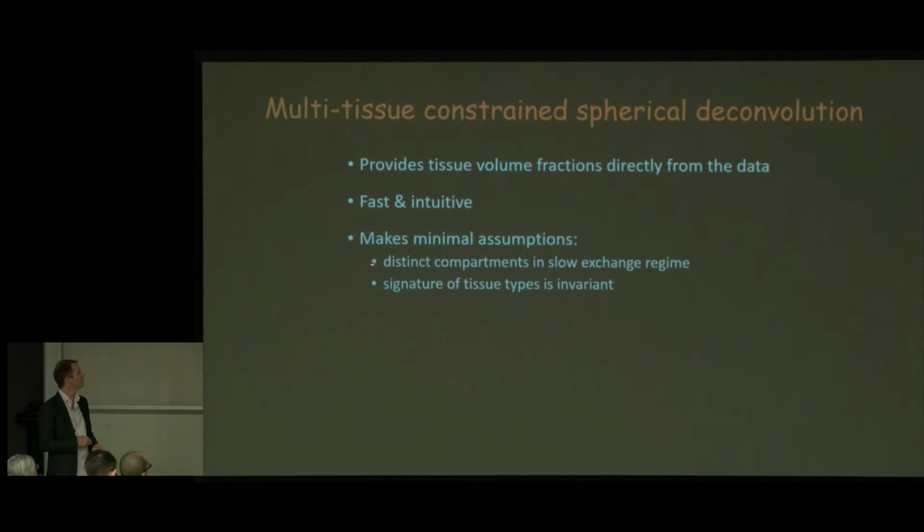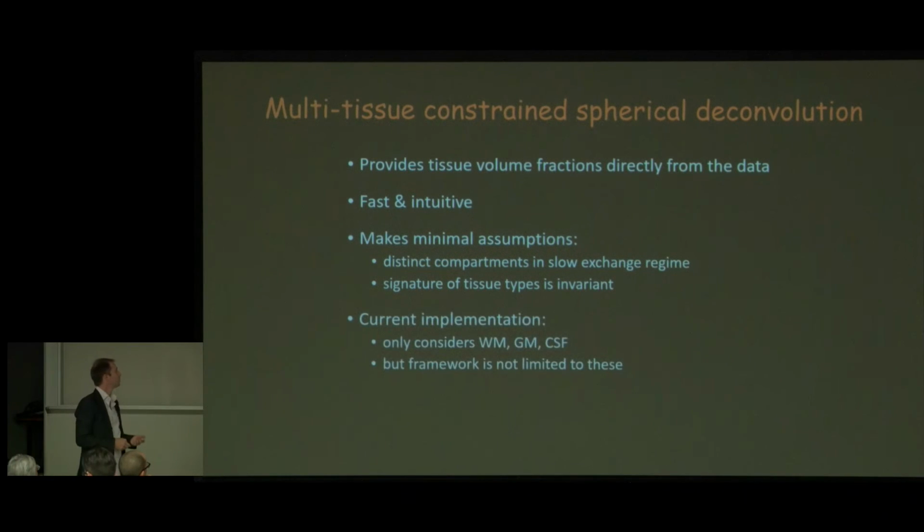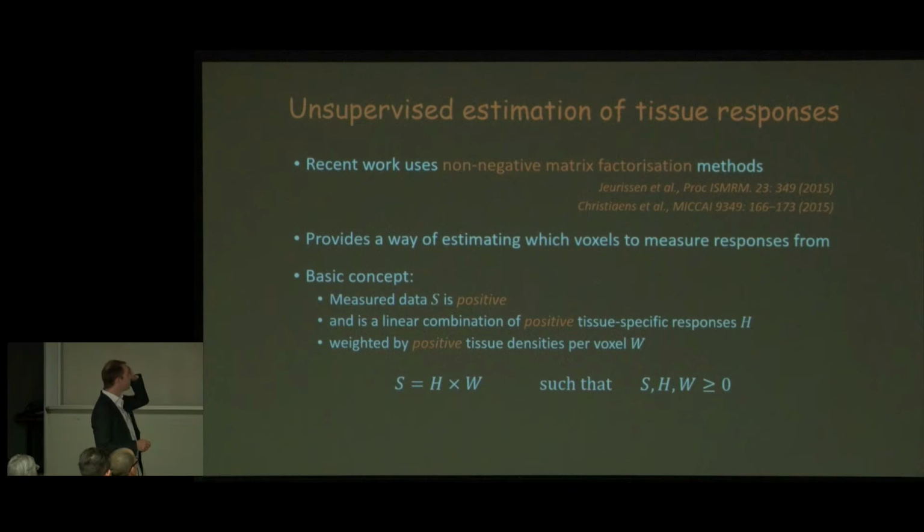So what we assume is that we've got distinct compartments in slow exchange, just like every other model does, and that the signature of these tissue types is invariant. So it's the same, gray matter is the same no matter where, and white matter is the same no matter where, and the same for CSF. So in the current implementation, we consider gray matter, white matter, CSF only, but the important thing here is the framework is not limited to just that. I'll show you what I mean by that in a minute, sorry, I'll talk about something else first.